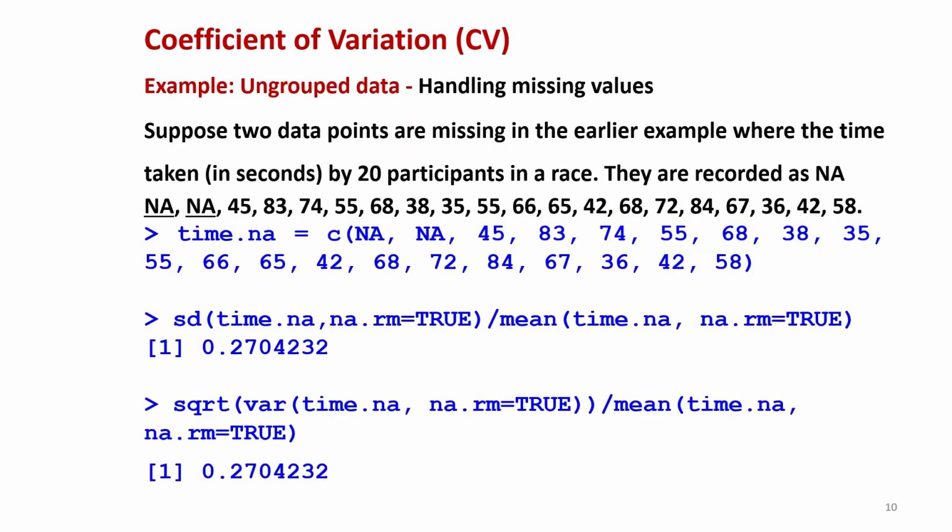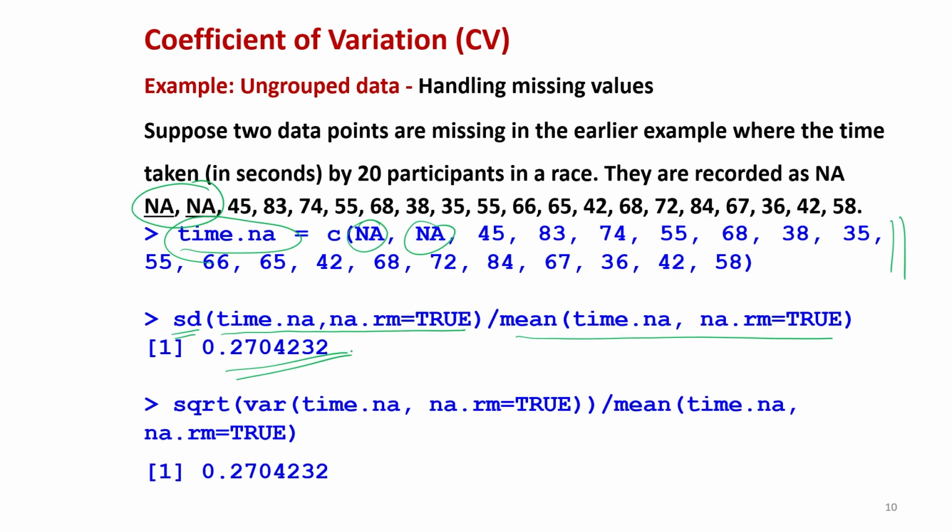And similarly, if you consider the case of missing data, suppose in the same data set I assume that the first two observations on the time are missing as NA, so I report them as NA and the data vector is now time.NA, in which I have stored all this data. Now if you want to find its coefficient of variation, you have to use the command SD and within parenthesis time.NA with na.rm equal to TRUE, and then mean of time.NA with na.rm equal to TRUE, and this value comes out to be 0.27.